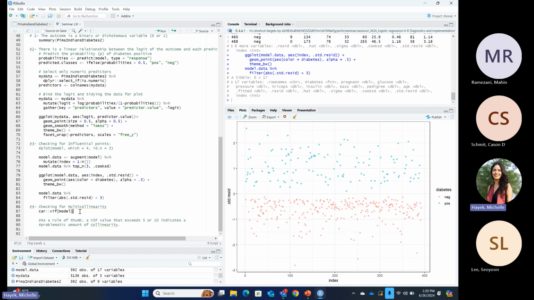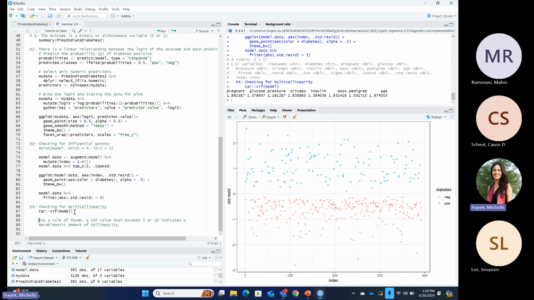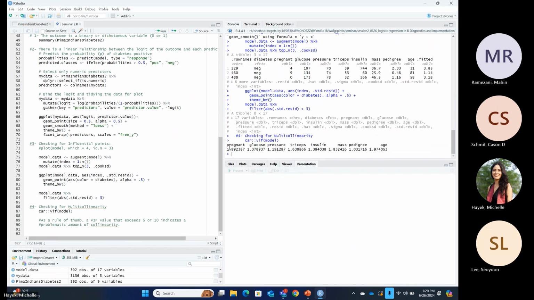And finally, we want to check for multicollinearity. This is a function within R. And as a rule of thumb, a VIF value that exceeds 5 or 10 would indicate that there's a problematic amount of multicollinearity. In that case, we don't have any variables that have multicollinearity. But again, if you do, you would want to consider maybe removing one of these variables or being careful with all these things. Yeah, and this is everything.